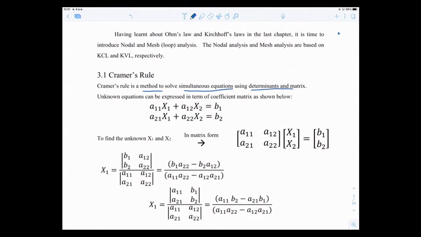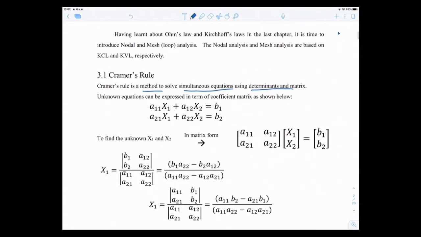Of course, your calculator nowadays is also able to solve simultaneous equations. You simply have to type in the equations, and it will solve for the unknown parameters for you. But I will tell you anyway how we can do it by hand, with a little help of the calculator, of course.